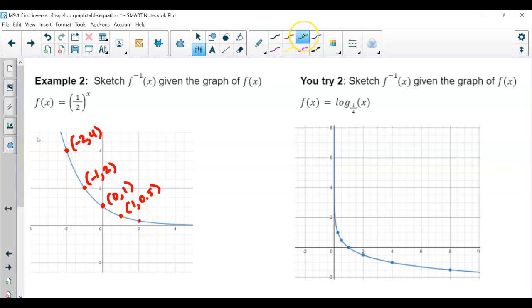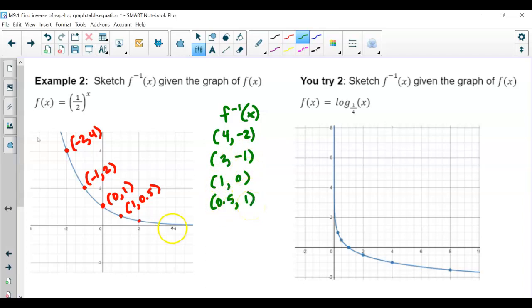Which means if we wanted the inverse values, then they would be switched. So instead of -2, 4, I'm going to plot 4, -2, 2, -1, 1, 0, and 0.5, 1. So notice how, again, you're just flipping the coordinates.